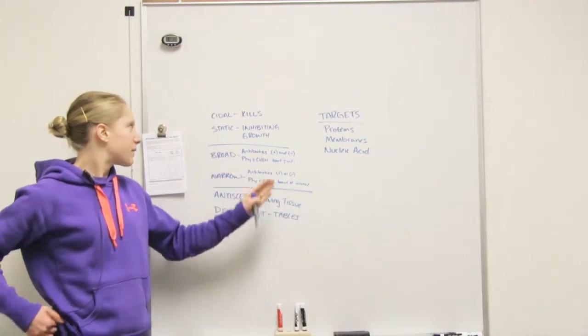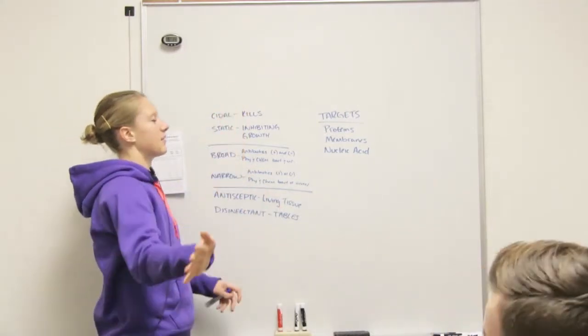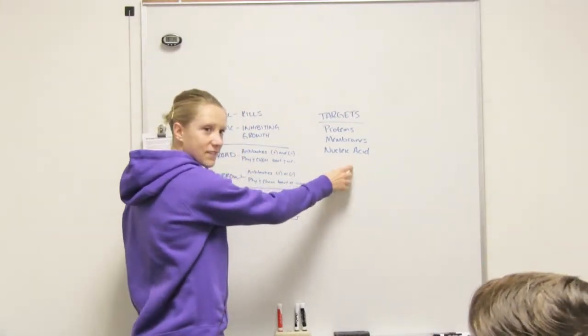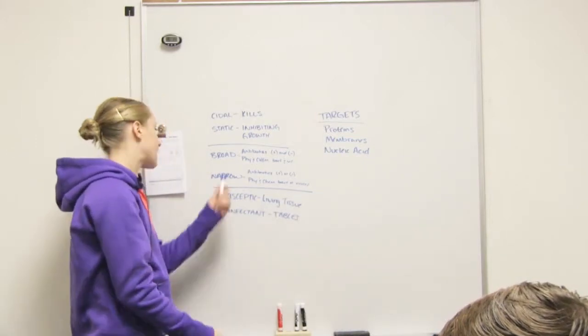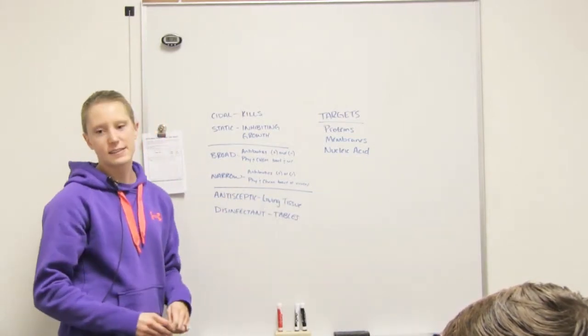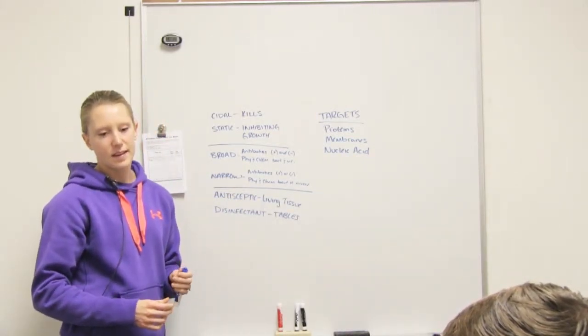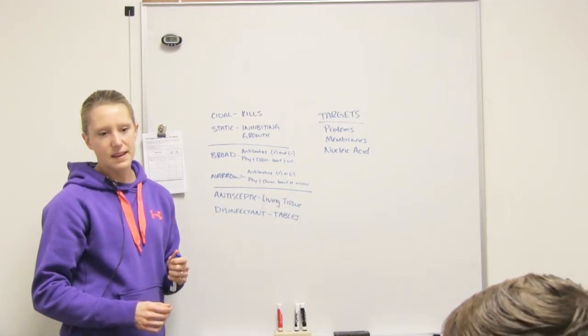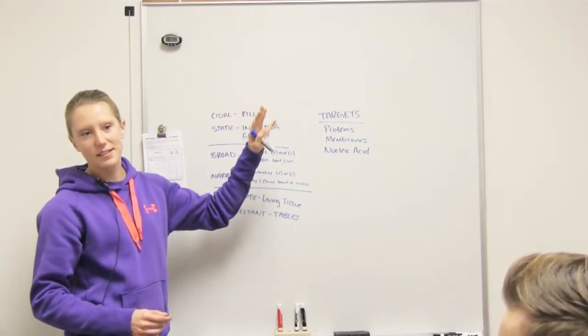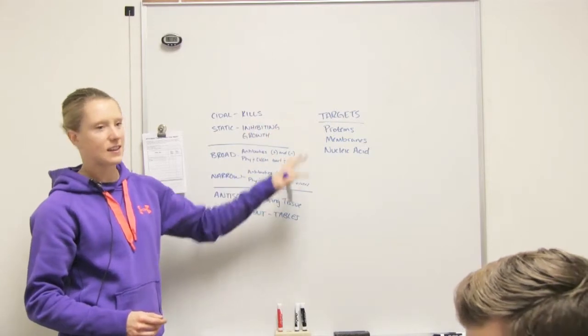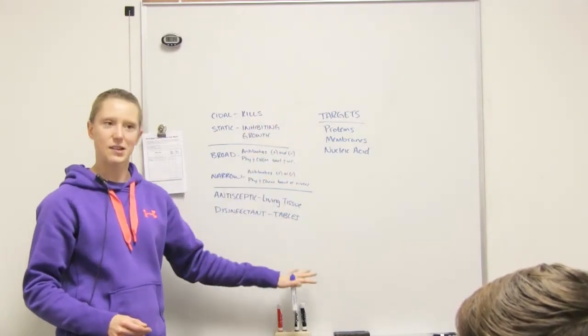Okay, so for your table, if you're making a table, put the target first. Then cytostatic, broad, narrow, antiseptic, or disinfectant. Is that okay? Do these all make sense? Because now we're going to go through the actual methods, and if these words don't make sense, the other stuff's not going to make sense.